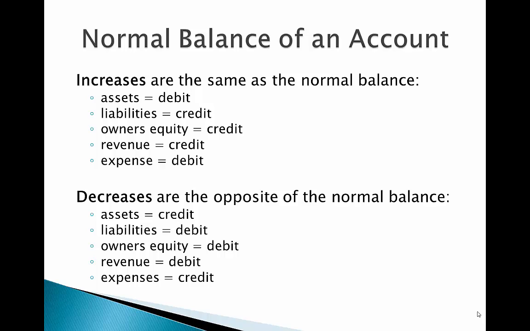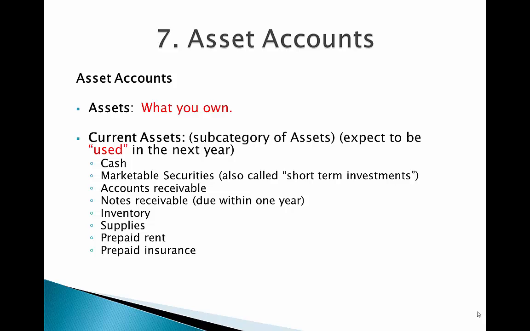The normal balance of an account. Increases are the same as a normal balance, so for an asset, an increase would be a debit. Liabilities, an increase would be a credit. Owner's equity, an increase would be a credit. Revenue, an increase would be a credit. Expense, an increase would be a debit. Decreases are the opposite of a normal balance, so for an asset, a decrease would be a credit. A liability would be a debit. Owner's equity would be a debit. Revenue would be a debit. And expenses would be a credit.